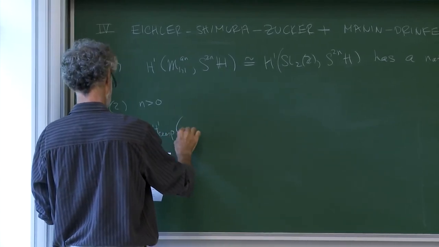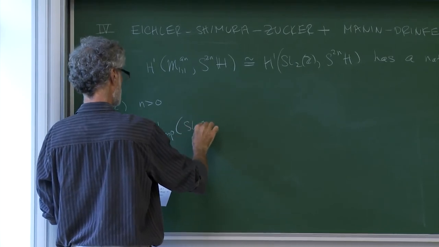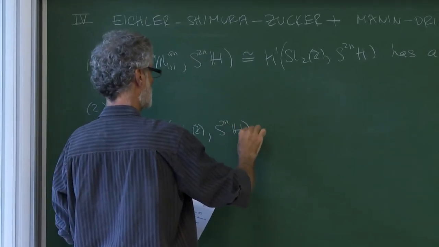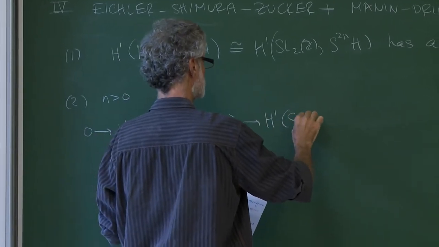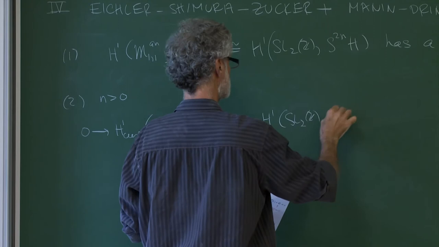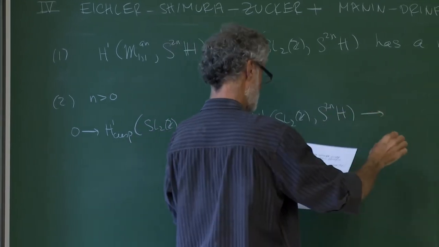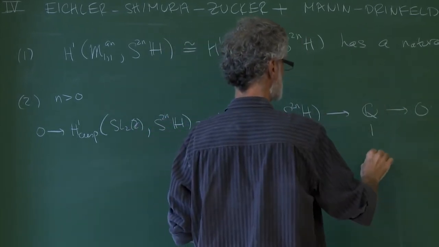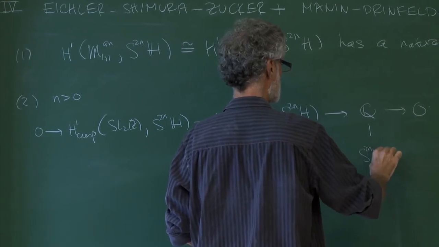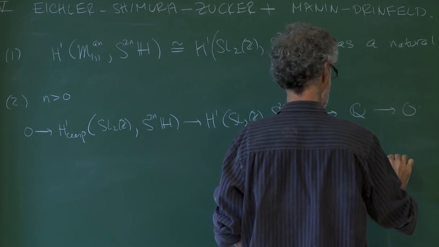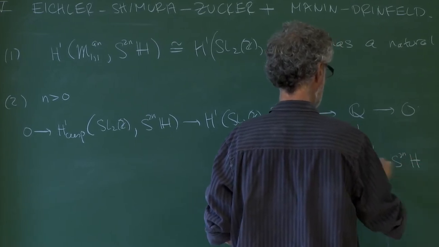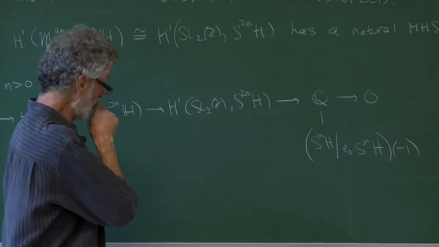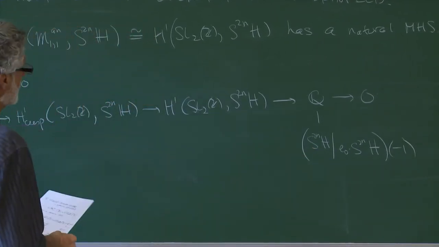The cuspidal cohomology, which is the same actually as the intersection homology of M11 bar with coefficients in S_2n H, maps to H1. And then it maps to Q. It's actually useful to think of this as S_2n H mod E0 times S_2n H. It's naturally isomorphic to this, twisted by minus 1. It's the co-invariants.